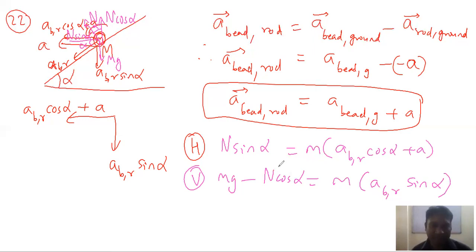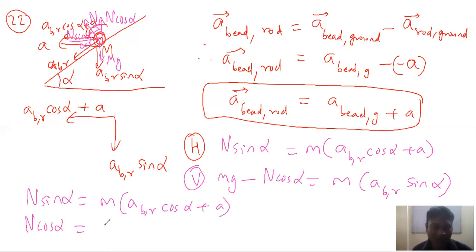So in these two equations, if I rewrite them like this, N sin alpha is m into acceleration of bead with respect to rod cos alpha plus A, and N cos alpha is equal to mg minus m into acceleration of bead with respect to rod sin alpha. Sorry, here there will be a minus sign, so let me get rid of this plus sign here. There will be a minus sign here because when we take this on the right side it is plus, and this on the left side will be a negative sign. So sin alpha.